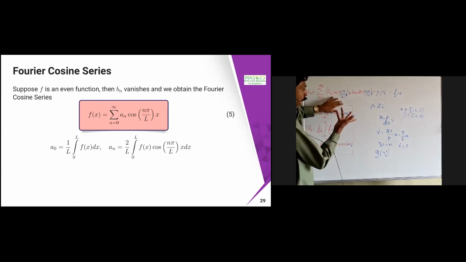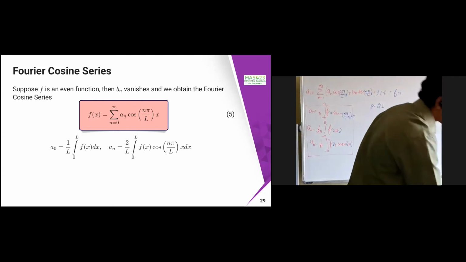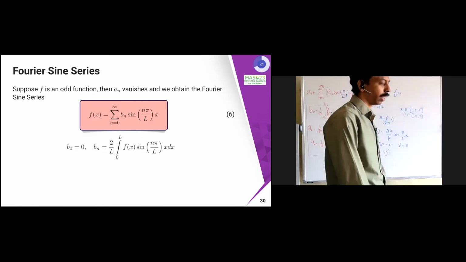Now suppose f is an odd function. Then this is going to become 0, because it's an odd function, this is an even function, so odd into even is going to become odd. So an's are going to become 0, so this is not going to survive. Only bn is going to survive, because this is an odd function. So that is called the Fourier sine series.